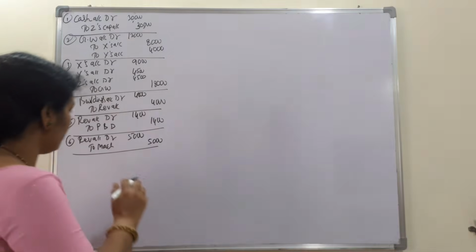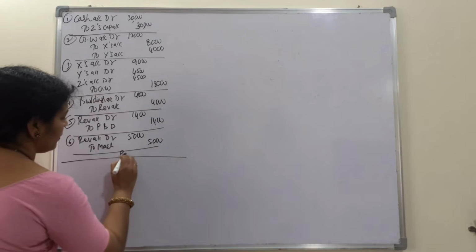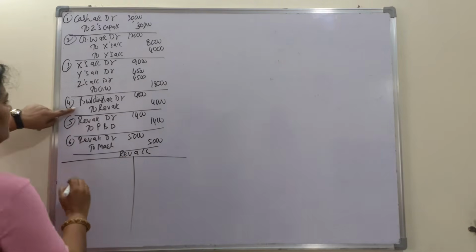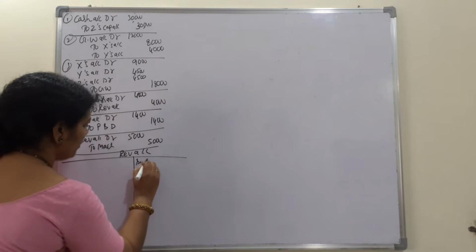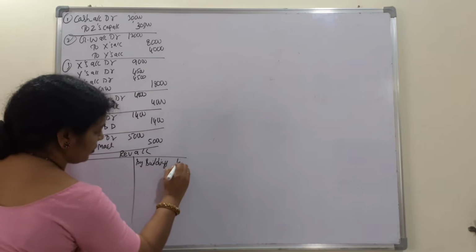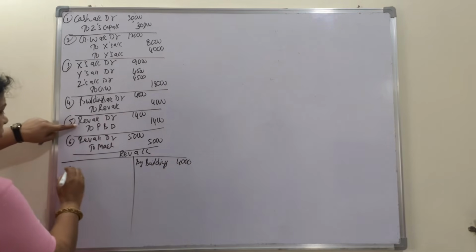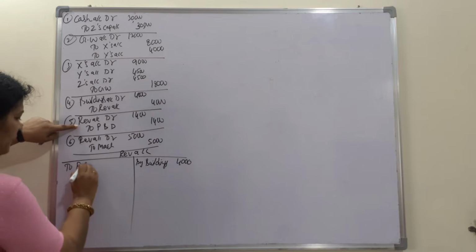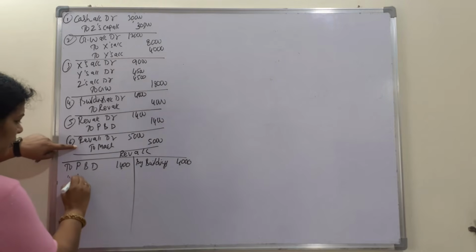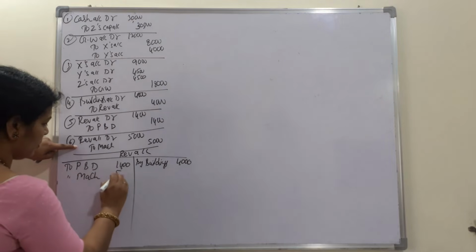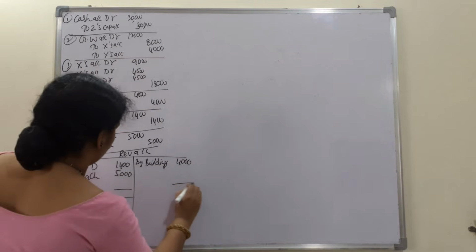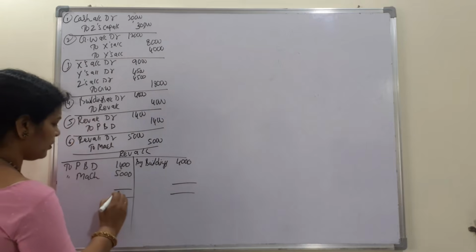I'll prepare the revaluation account here. Revaluation: buildings 4,000. Next, provision for bad debts, 1,400. Then machinery, 5,000. Nothing else to write. So this is the loss, we are going to get this 6,400.